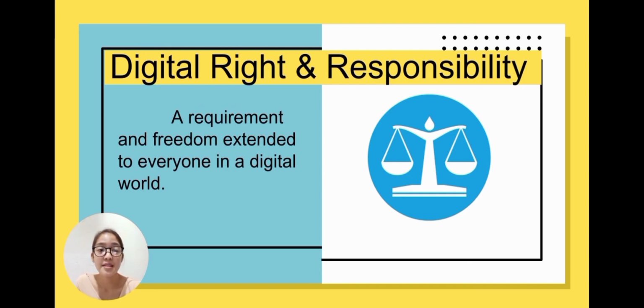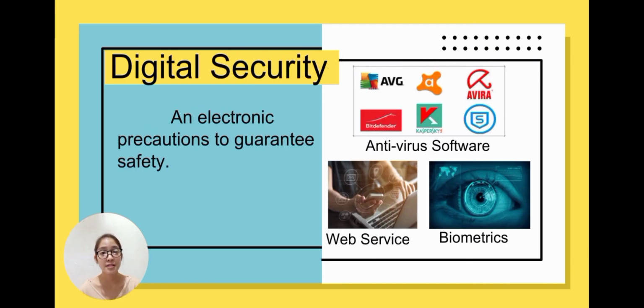The last one is digital security. It is an electronic precaution to guarantee safety. This is a tool we can use to secure our identity, assets, and technology in the online and mobile world. This is a way for us to protect our identity. It includes antivirus software, web services, biometrics, and secure personal devices we carry with us every day.